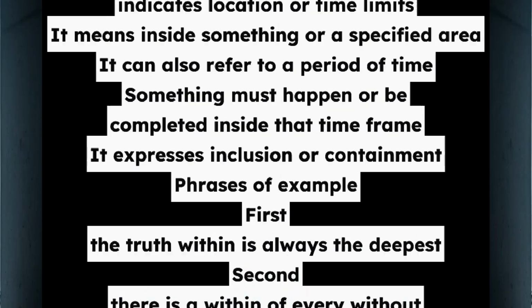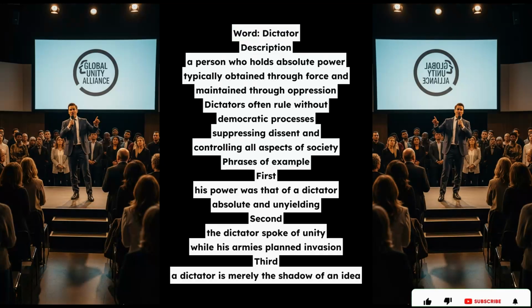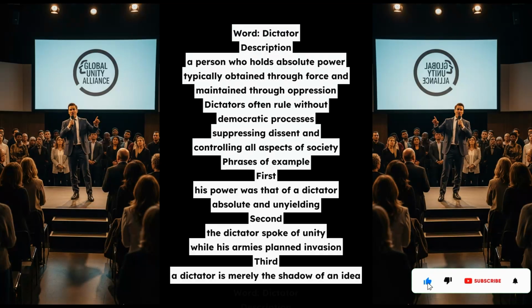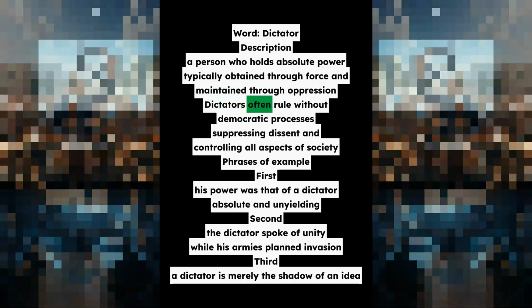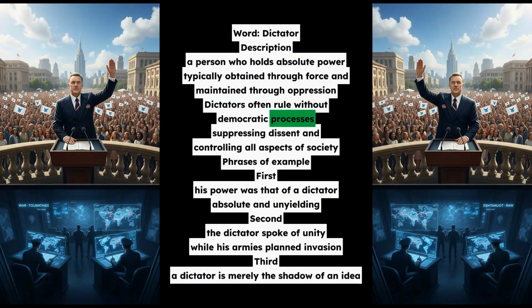Phrases of example. First, his power was that of a dictator, absolute and unyielding. Second, the dictator spoke of unity, while his armies planned invasion. Third, a dictator is merely the shadow of an idea.